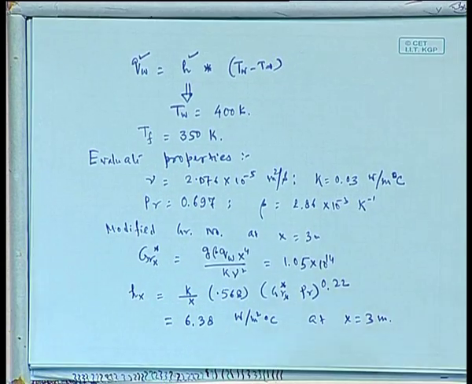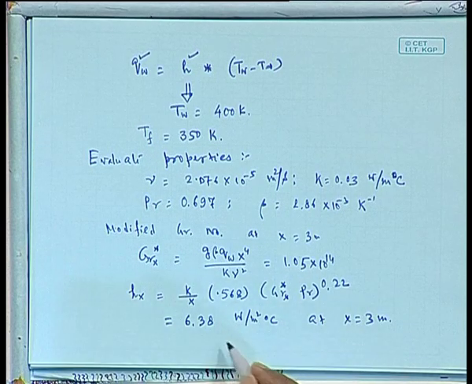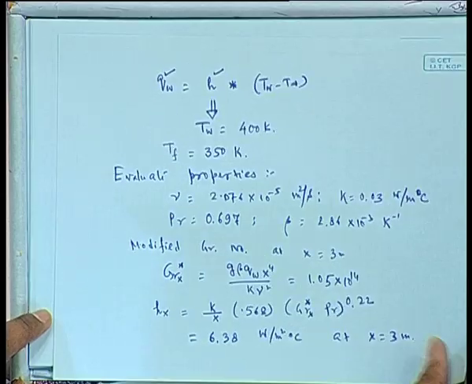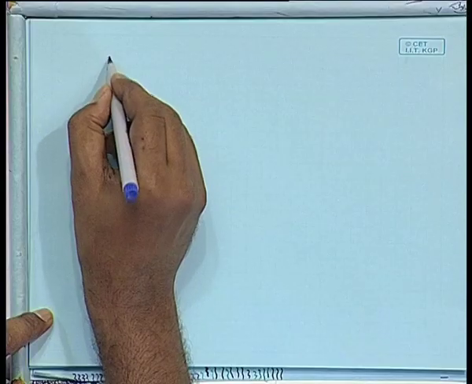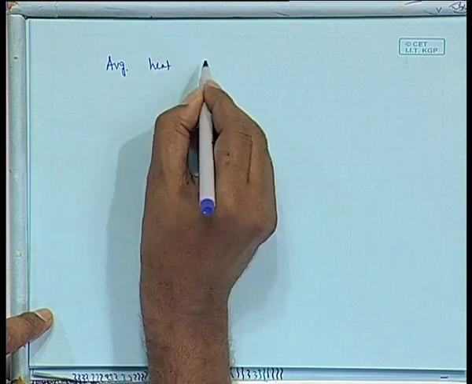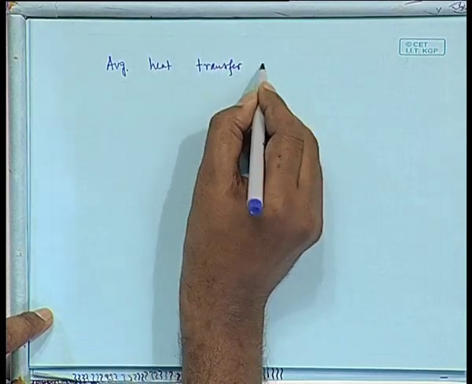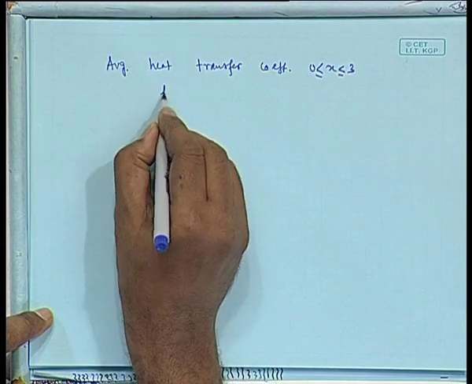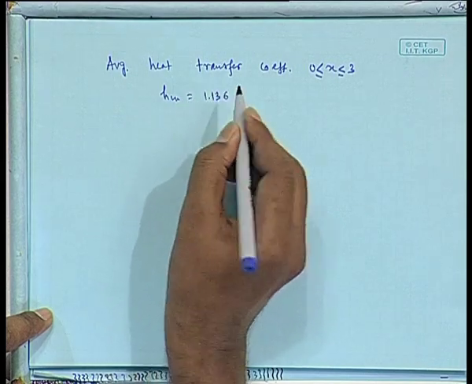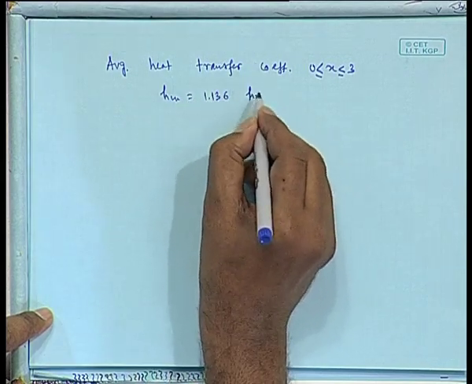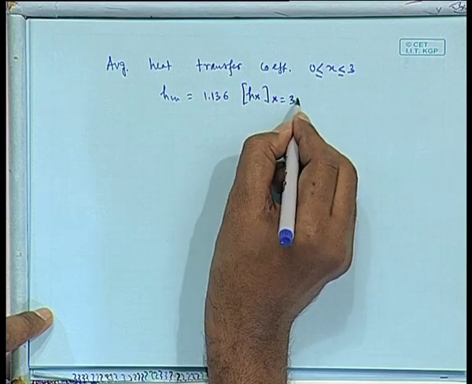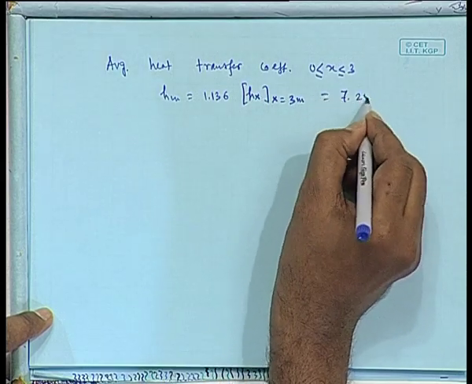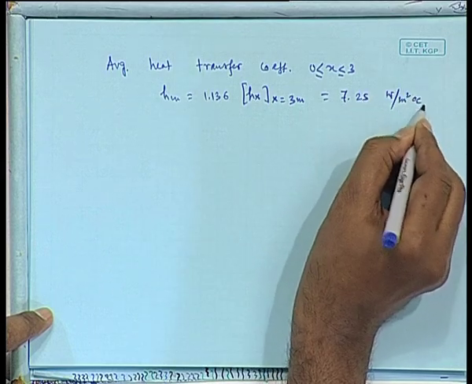Now, you have the heat transfer coefficient. The average heat transfer coefficient over the length is 1.136 Hx evaluated at 3. So, we will be just simply putting this value there. For this length 0 to 3 it is 1.136 Hx at x equal to L or 3 meter here. So, it comes out to be 7.25 watt meter square degree centigrade, okay.